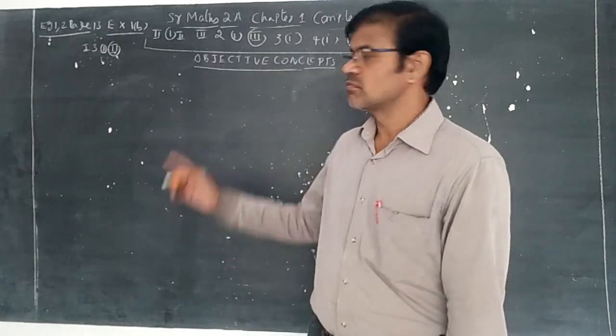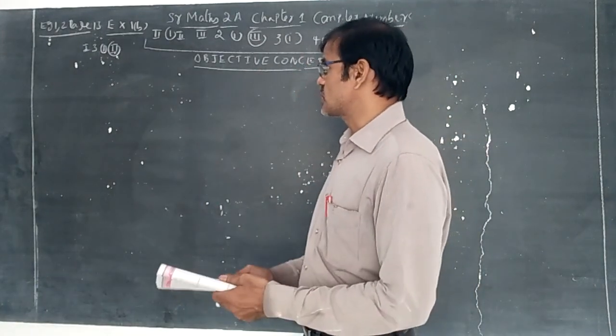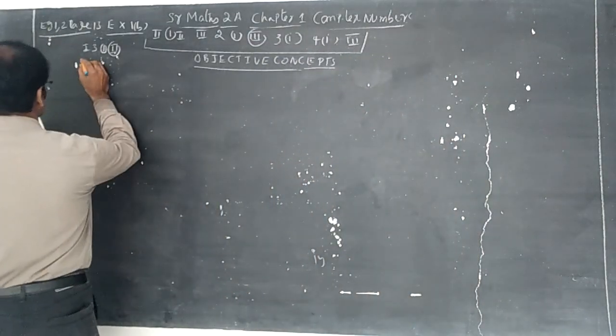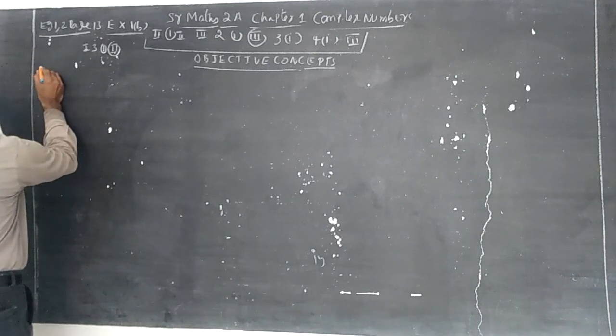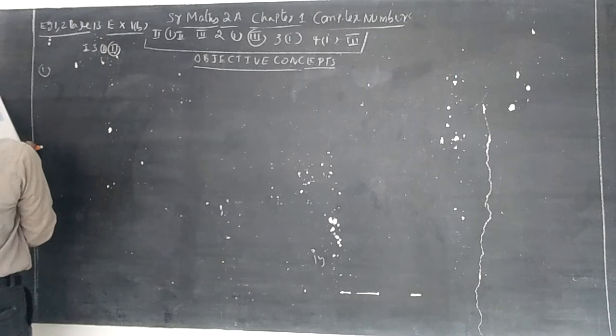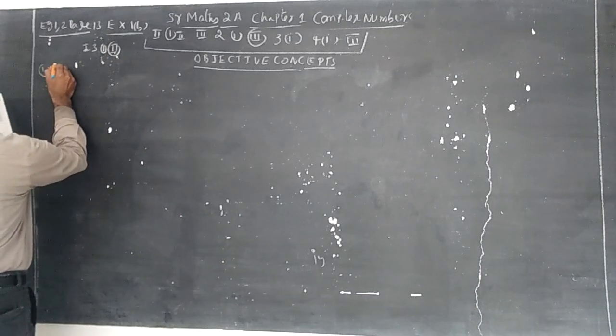Students, today is a continuation of the complex number topic, exercise 1b, page number 13. Example 1, page number 13: find the complex conjugate.